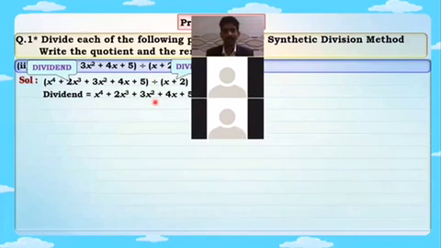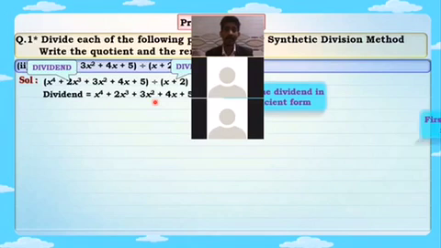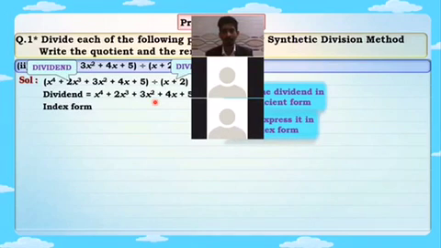Then the second step is we need to write the dividend in coefficient form. But to write the dividend in coefficient form, we need to express it in index form first. So we'll write the dividend in index form. What is index form? Index form means starting from highest power to lowest power, all the powers should be present. If any one of the powers is missing, we need to introduce it with the help of coefficient 0. So students check here, tell me what is the highest power over here? What is the degree?